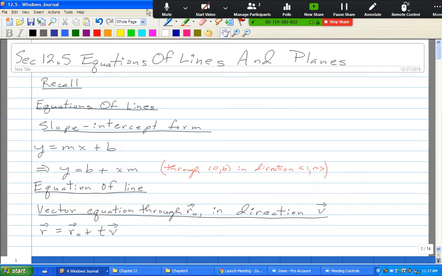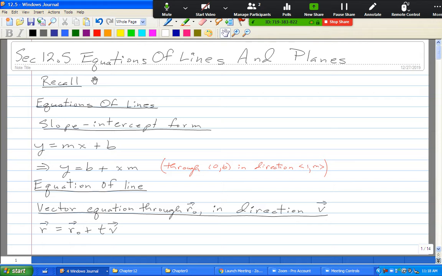Okay, so let us start section 12.5, equations of lines and planes. So before I tell you about equations of lines and planes in general, let's recall equations of lines that you had from your previous courses, like in elementary algebra, intermediate algebra, pre-calculus, etc.